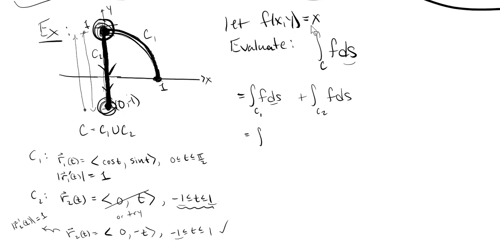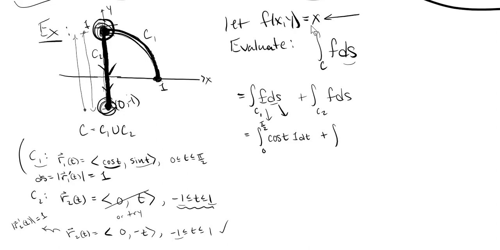I'm going to say that for the C1 integral, I'll take f, so this function, evaluated on C1, evaluated at cosine for my x and sine for my y. So f just turns into the x value of my parameterization, cosine t, times ds. Remember, that's the magnitude of r prime, that's 1 in this case. And we know this is going from 0 to pi halves.